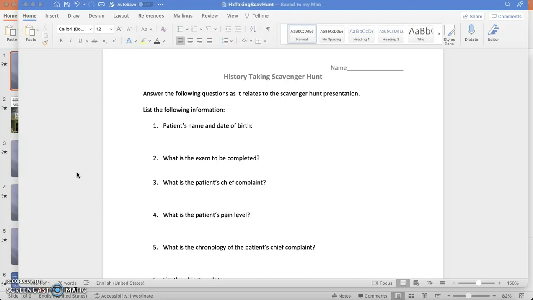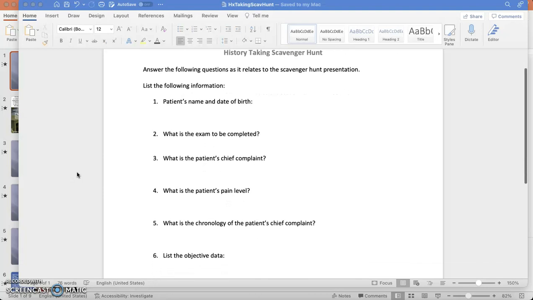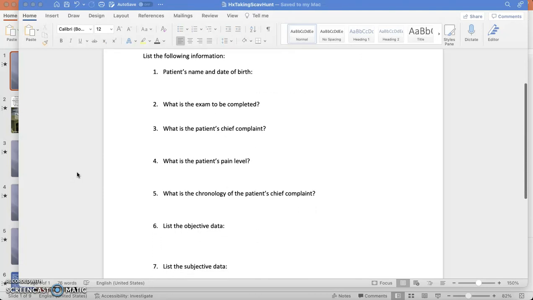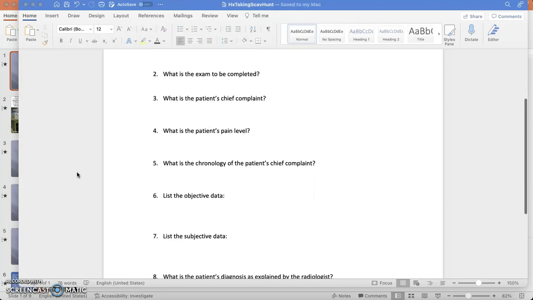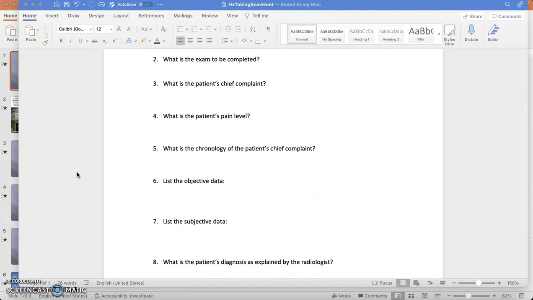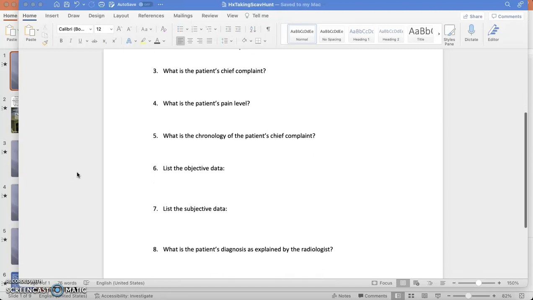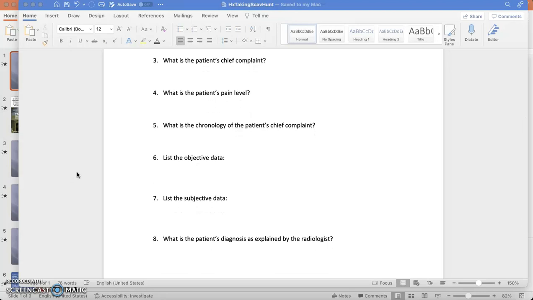On the worksheet, they will need to find the patient's name and birthday, the exam to be completed, the patient's chief complaint, the patient's pain level, the chronology of the chief complaint, the objective data, the subjective data, and ultimately the diagnosis as explained by the radiologist.